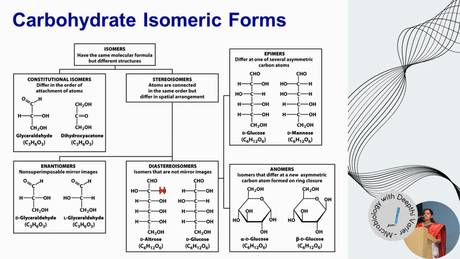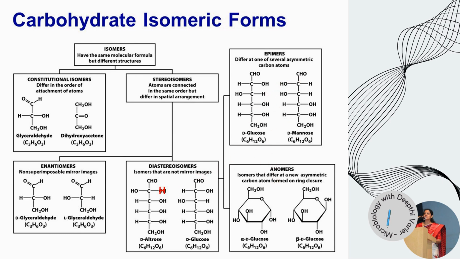To sum it up, these are the different isomeric forms of carbohydrates that we have seen now. We have seen the structural isomers, which are also called the constitutional isomers. We have seen the stereoisomers, which differ just in the 3D or spatial arrangement. Under that, we have enantiomers and diastereomers. And diastereomers are again divided into two subtypes, those are epimers and anomers.